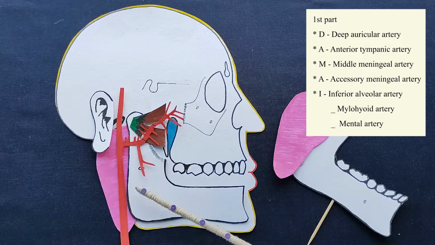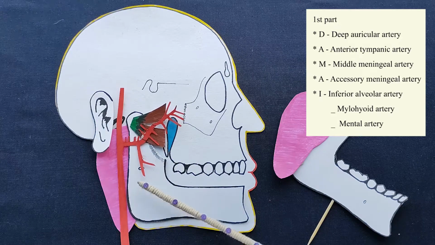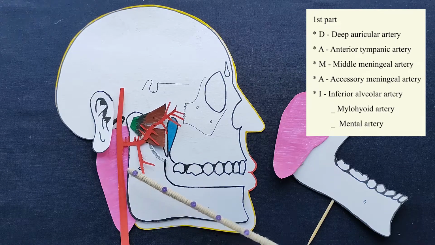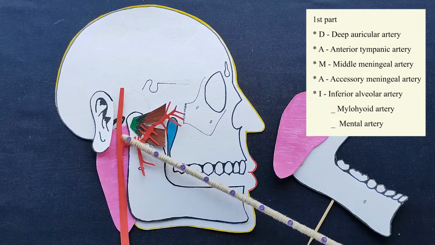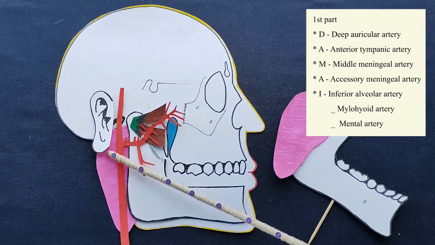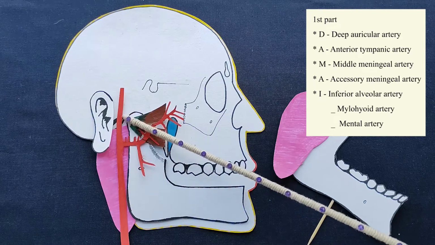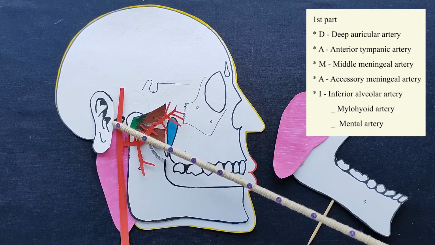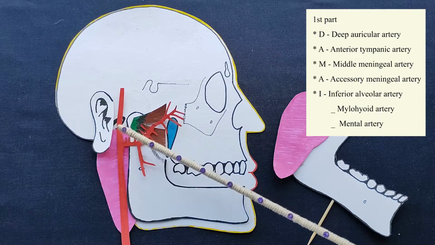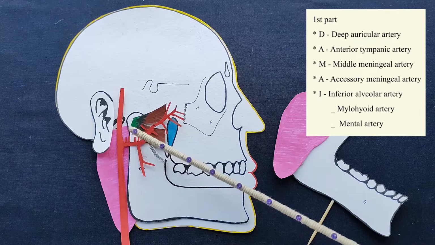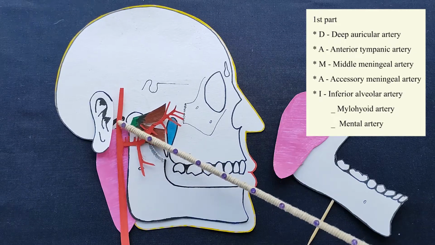To remember, my anatomy lecturer has given me a secret. DAMAI. D-A-M-A-I. D is for deep auricular artery. As the name suggests, it supplies deep to the auricle, which is temporomandibular joint, external auditory meatus, and the tympanic membrane. A is for anterior tympanic artery, which supplies middle ear cavity.